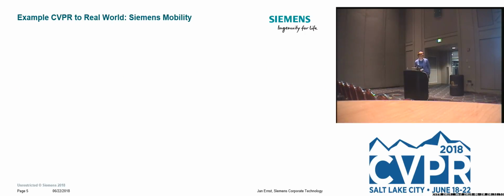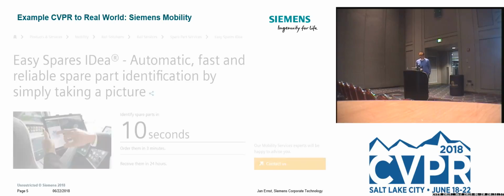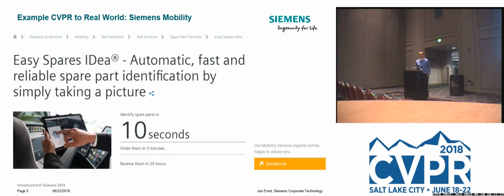Let me start off with a real-world example from CVPR to the real world. This is something that we built in Princeton. It's basically spare part recognition with mobile devices from RGB and depth data. And I will come back to this a little bit later.